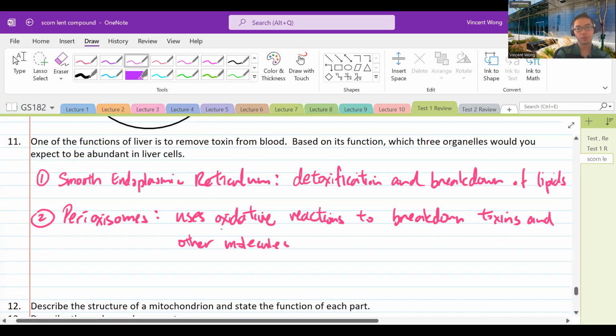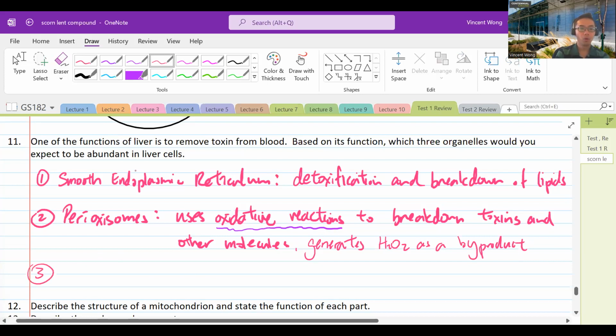And don't be scared by these big words. Oxidative reaction. We talked about oxidation last week, right? When something is oxidized, it loses electrons. So basically, the peroxisome breaks things down by ripping electrons from them, much like glucose is broken down into carbon dioxide when you rip electrons away from it. And one of the side effects of this is it actually generates peroxides, H2O2, hydrogen peroxide, as a byproduct.